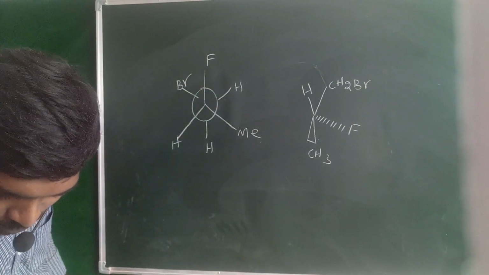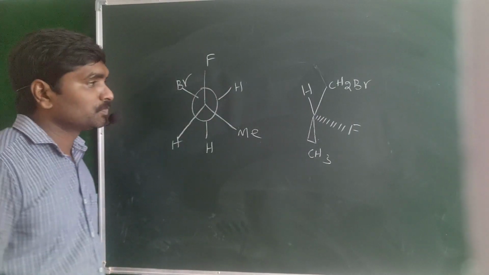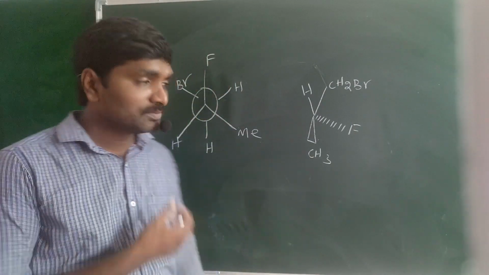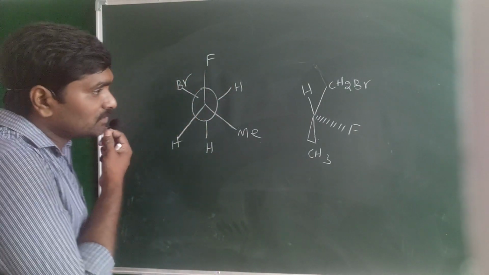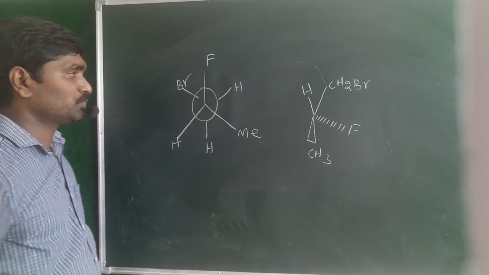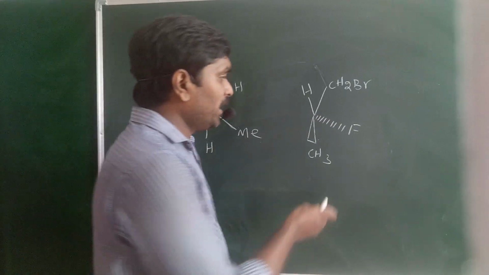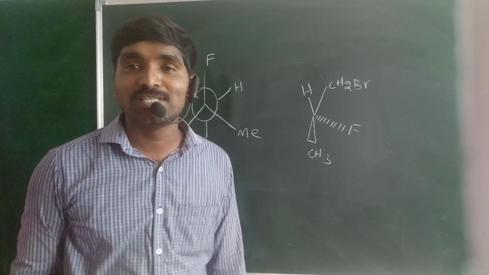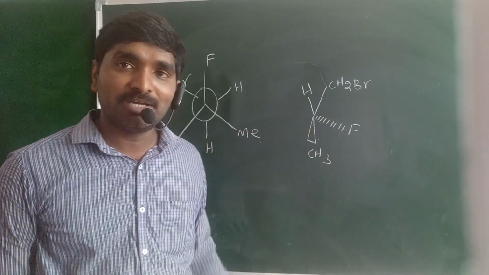So what is the relation between these two? Whether they are enantiomers or diastereomers, whether they are identical or just isomers, what is the relation between these two? So I will directly give the RS configuration to this molecule, which is the dash-wedge formula.